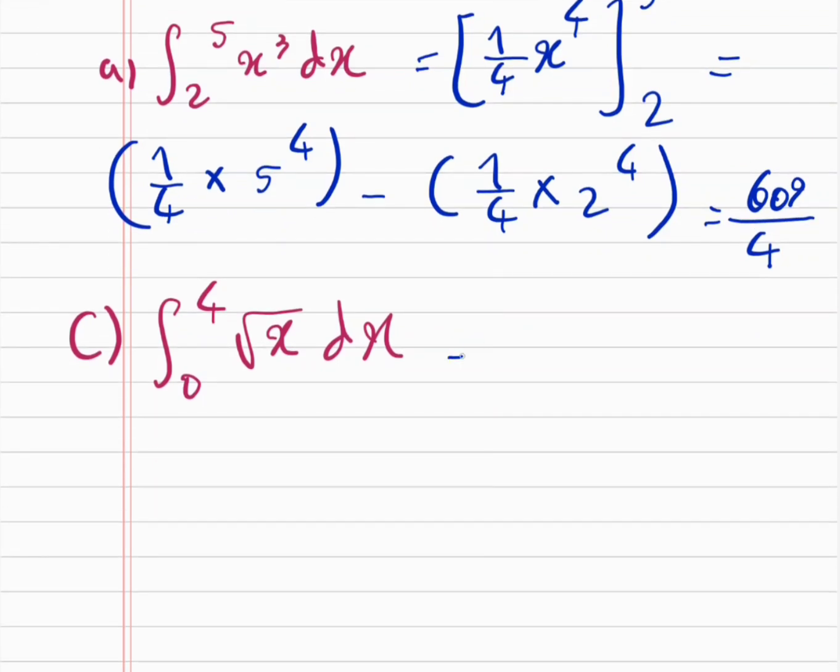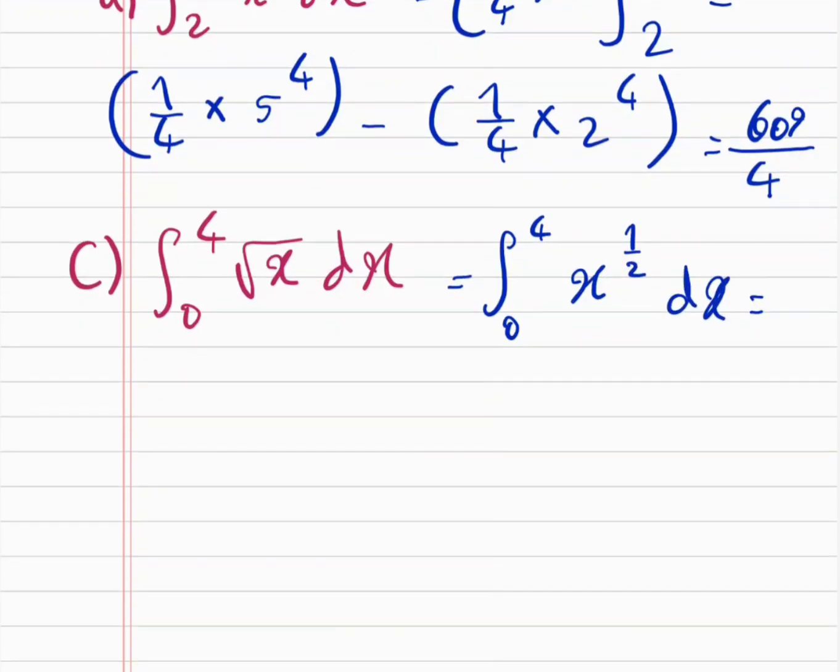Okay, again, we want to integrate this. We can rewrite this in the form x to the power of n, so it becomes x to the power of a half dx. Now we want to integrate this. When it's a definite integral, we open a square bracket, and it is equal to 2 over 3 x to the power of 3 over 2 when it's integrated, and the limits are 4 and 0.